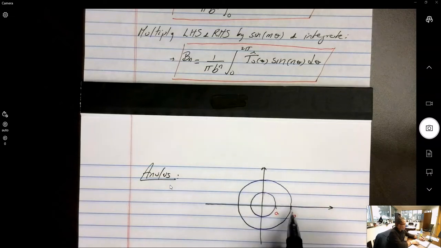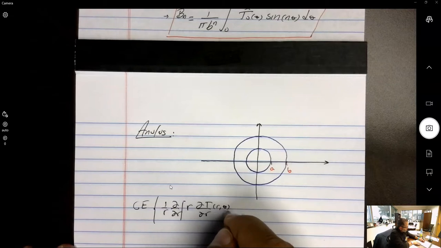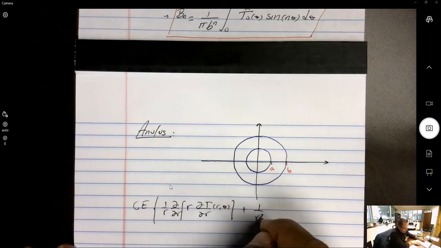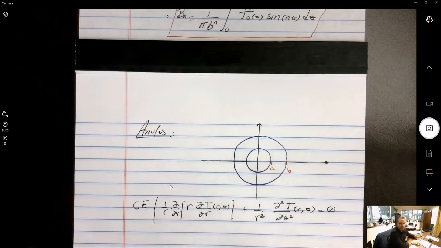So imagine this is the pipe, this is the wall of the pipe, and then there's some fluid inside that absorbs energy by convection, and then the temperature outside is kept at a constant value, or something like that. So let's say that again the governing equation is 1 over r d/dr of r dT/dr, remember T is a function of r and theta, plus 1 over r squared the second derivative of T with respect to theta squared, where T is a function of r and theta. So we're still talking about a steady problem in polar coordinates.